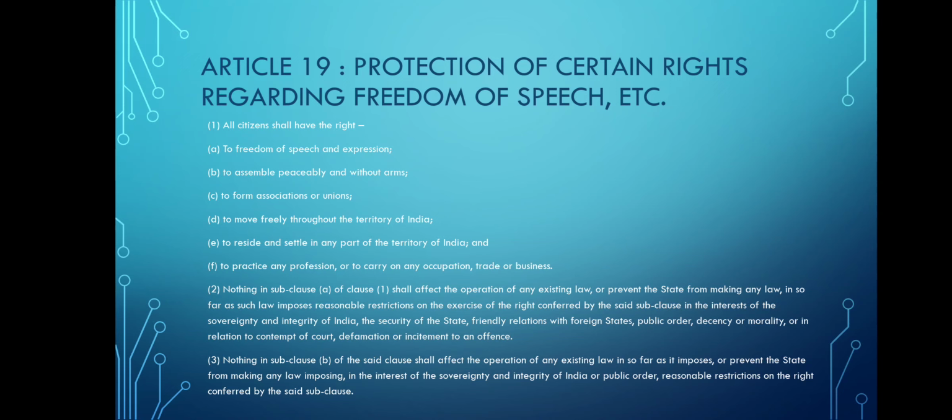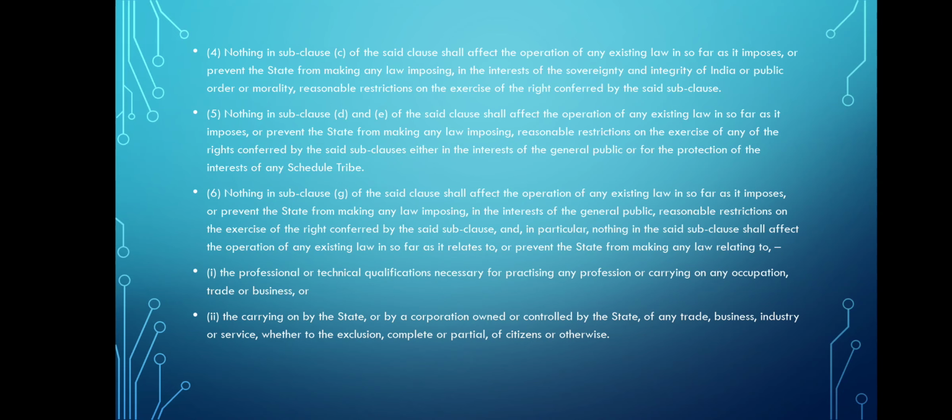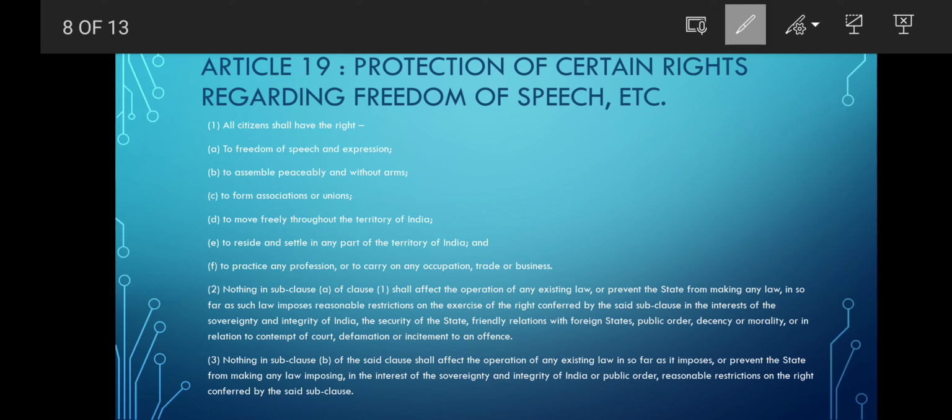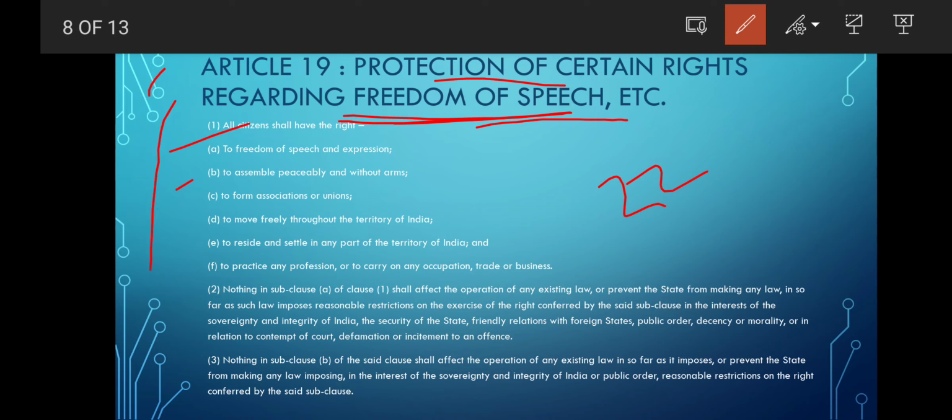Then moving on to Article 19, it is a big article, titled protection of certain rights regarding freedom of speech. We talk about freedom of speech every time, right? I have the freedom of speech, right? This article starts from Article 19 and ends with Article 22. In Article 19, there is protection of six rights.